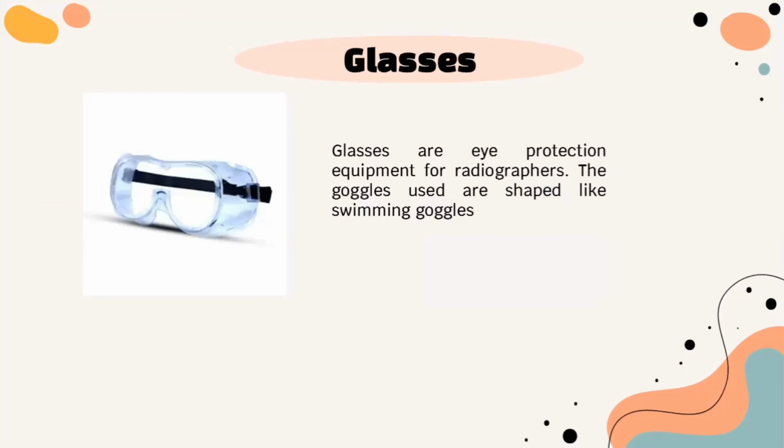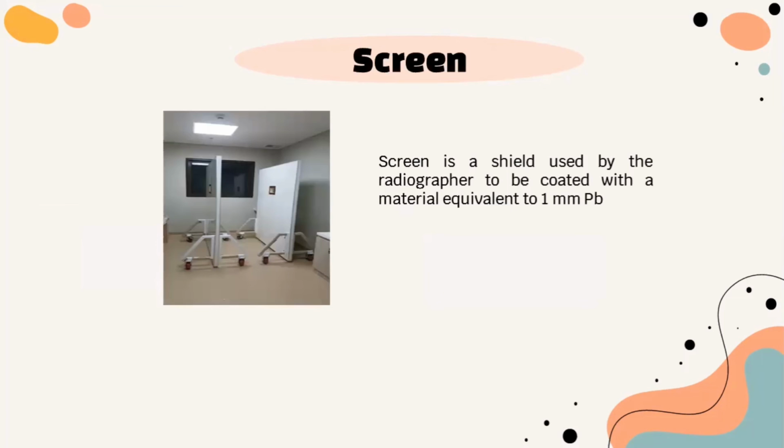And glasses. Glasses are eye protection equipment for the radiographer. The glasses used are shaped like swimming goggles. And the last, screen. Screen is a shield used by the radiographer, coated with a material equivalent to 1 mm Pb.